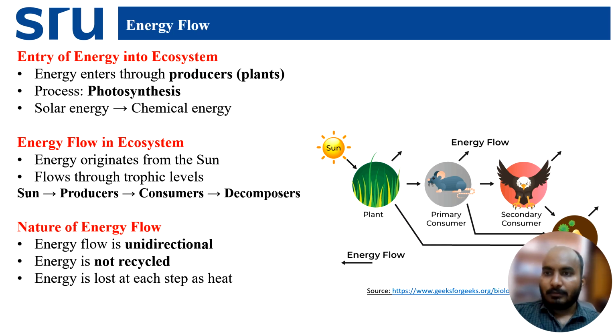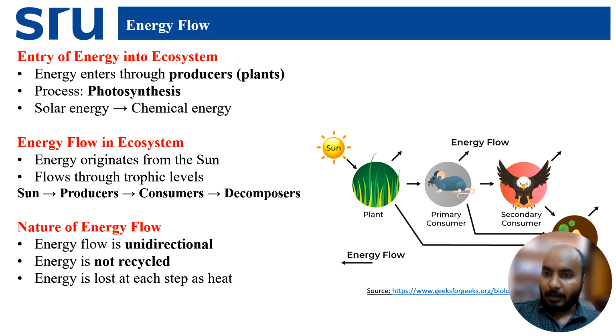So energy flow has three important characteristics. First, it is unidirectional, meaning it cannot return to the starting point. And second, it is not recycled. Once you use energy, it is lost, right?